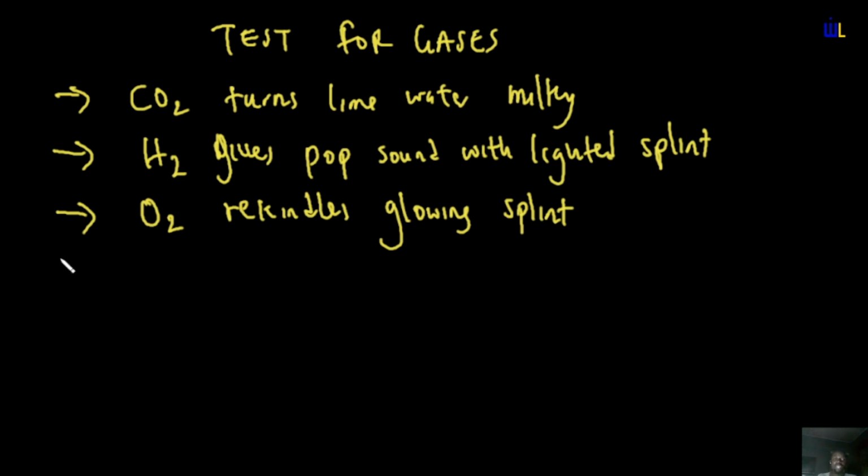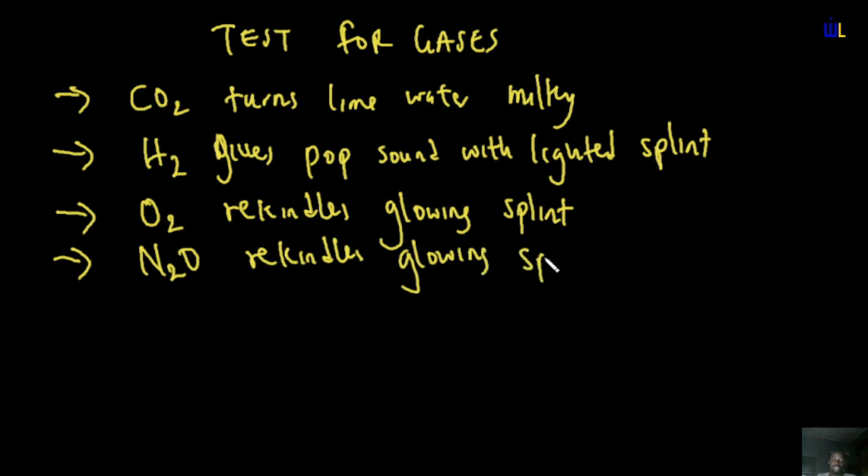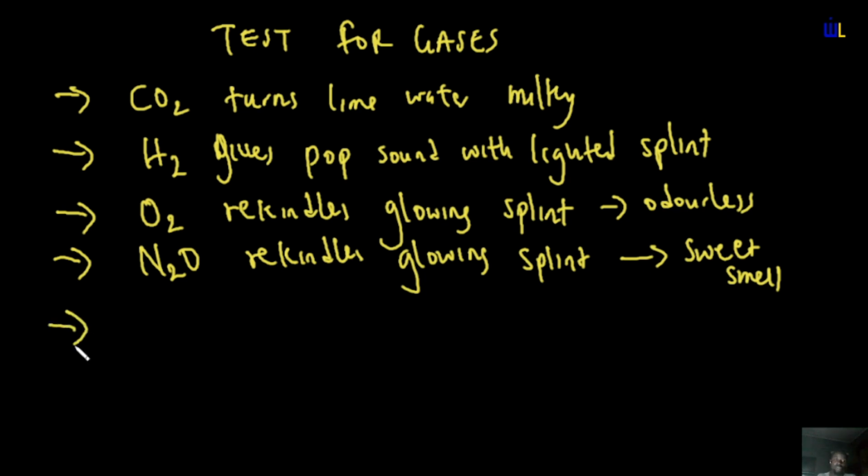Now, there are two gases that rekindle glowing splints. Dinitrogen 1-oxide also rekindles glowing splint. So how do we differentiate the two? By their smell. This one has no odor, that is, it is odorless. This one has a sweet smell. So oxygen gas is odorless, but dinitrogen 1-oxide has a sweet smell, basically. And you have that.